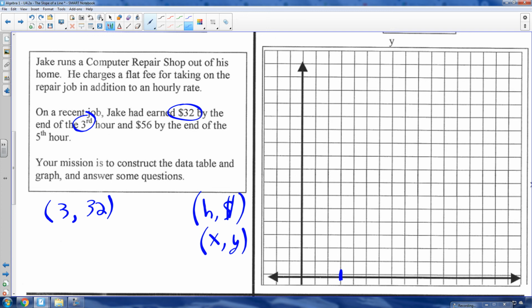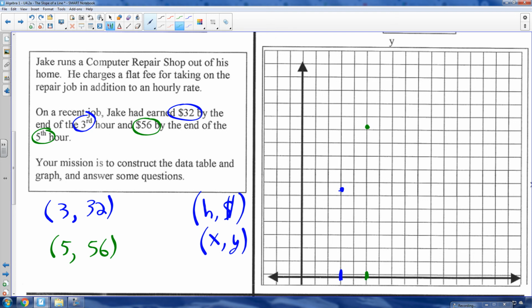So after the 3rd hour, he has 5, 10, 15, 20, 25, 30, $32. I guess I'll put it here. So there's that point. Now I want to talk about what's happening here. He has, after the 5th hour, so 5 hours have passed, and he has $56. So 5, 56. And I'll go to 5, which is here, and 5, 10, 15, 20, 25, 30, 35, 40, 45, 50, 55, 56. That would be what's going on there.